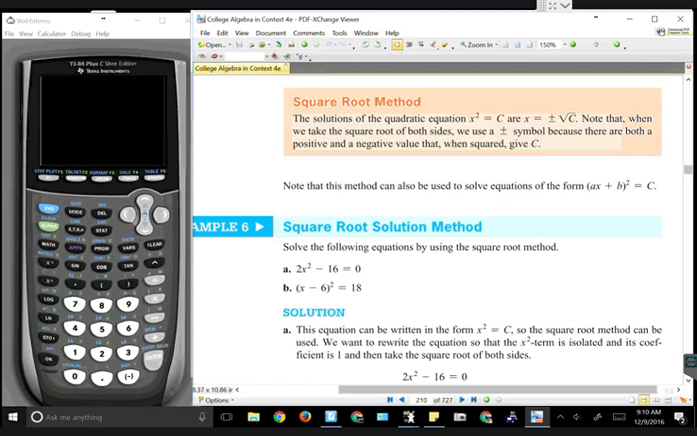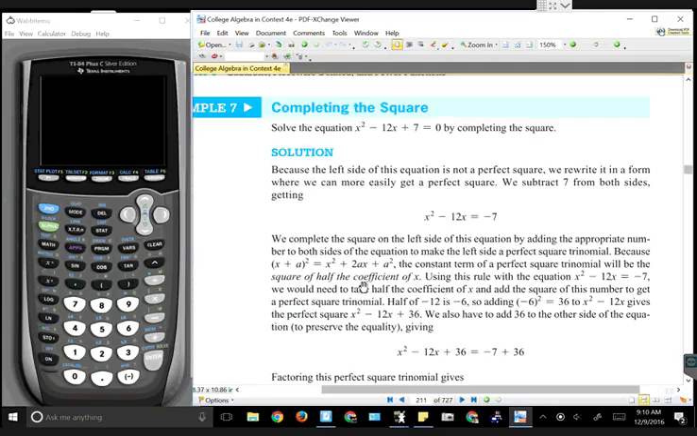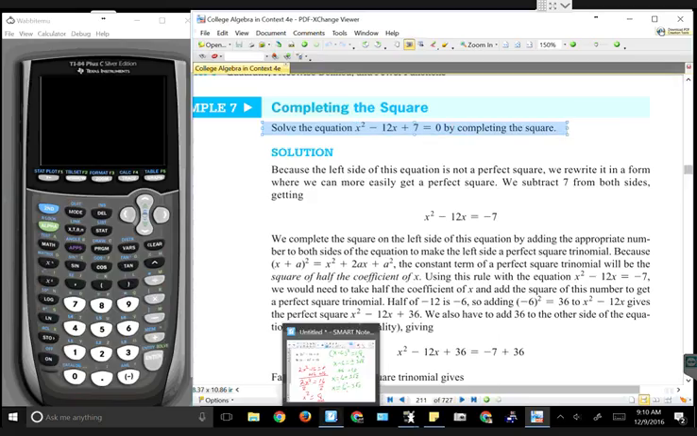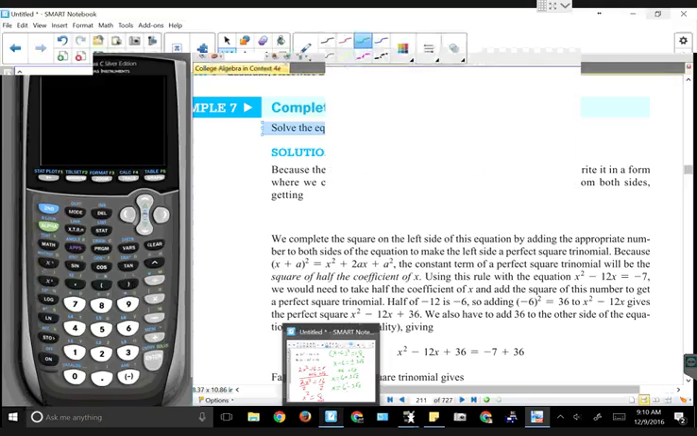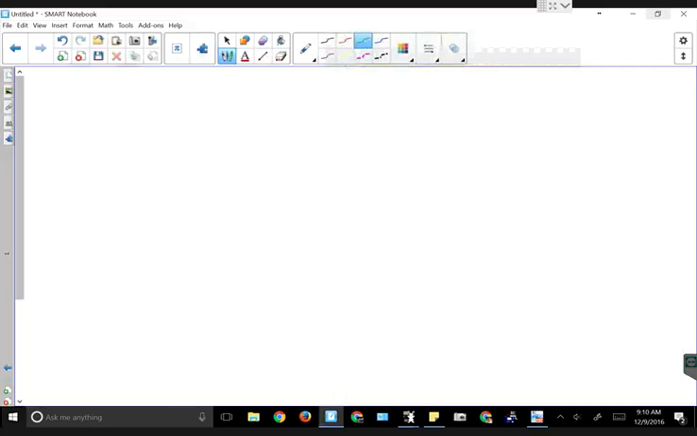All right. The next thing we're talking about is completing the square. Now, if there is one thing that is troublesome for students, it's usually this, because this takes a whole boatload of mental gymnastics. I am not kidding. I want to solve this by completing the square.